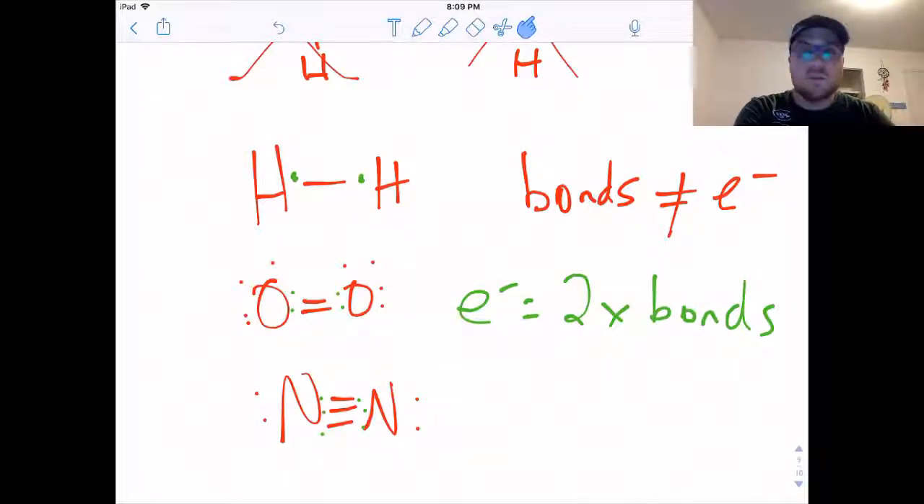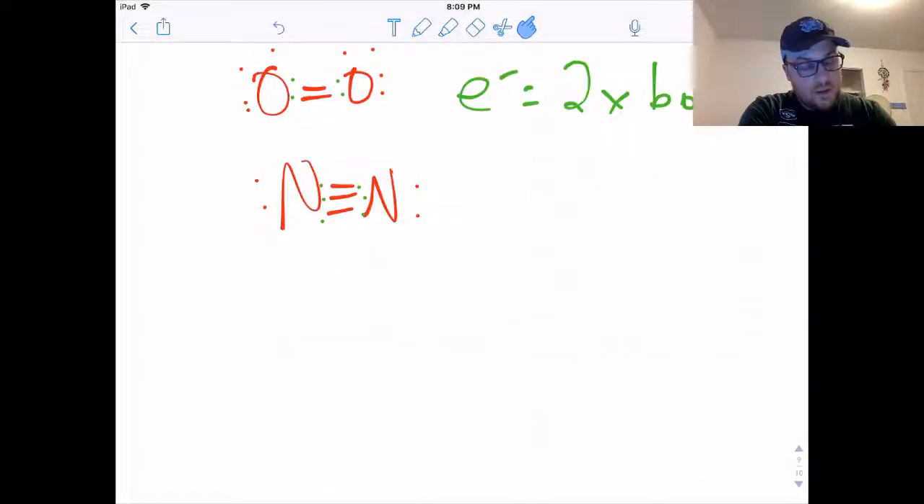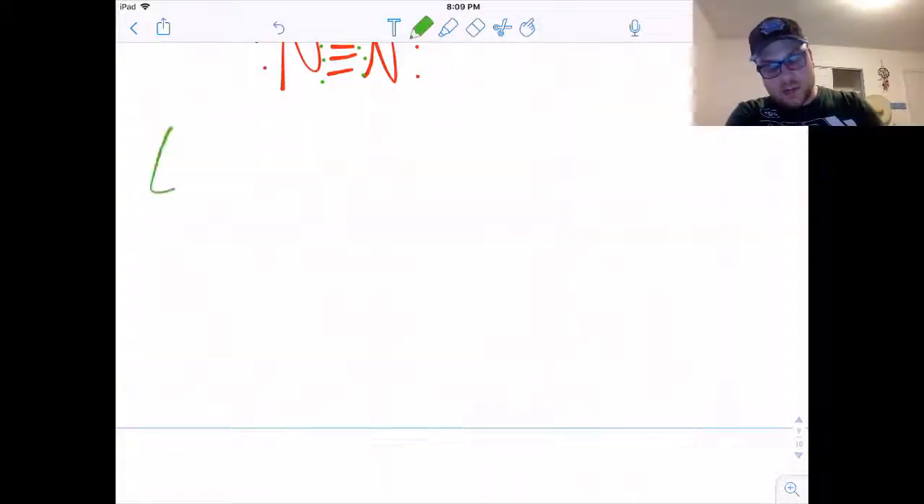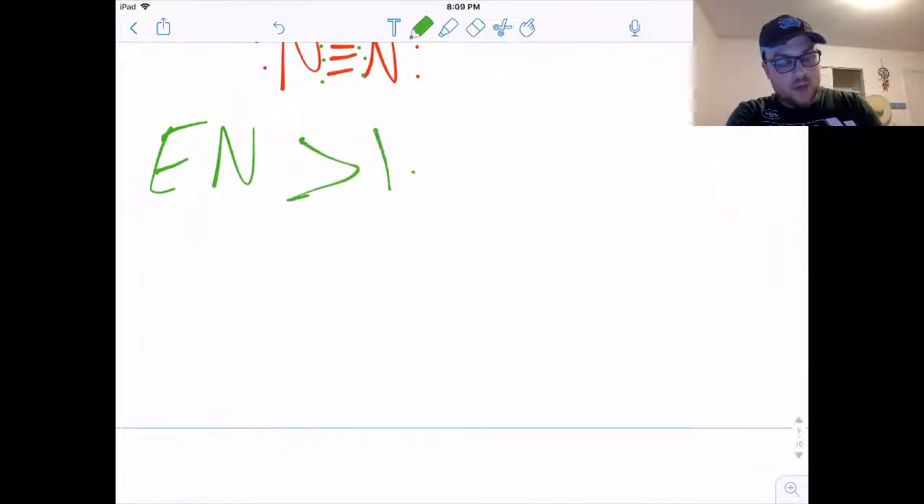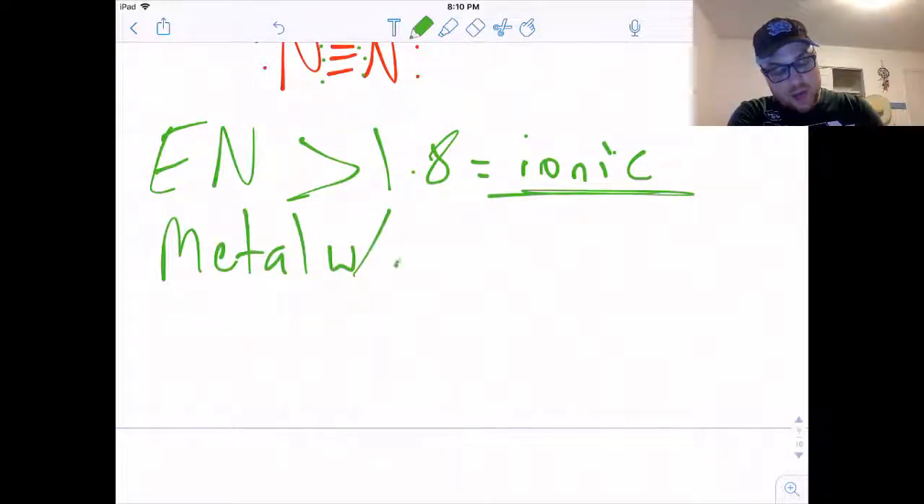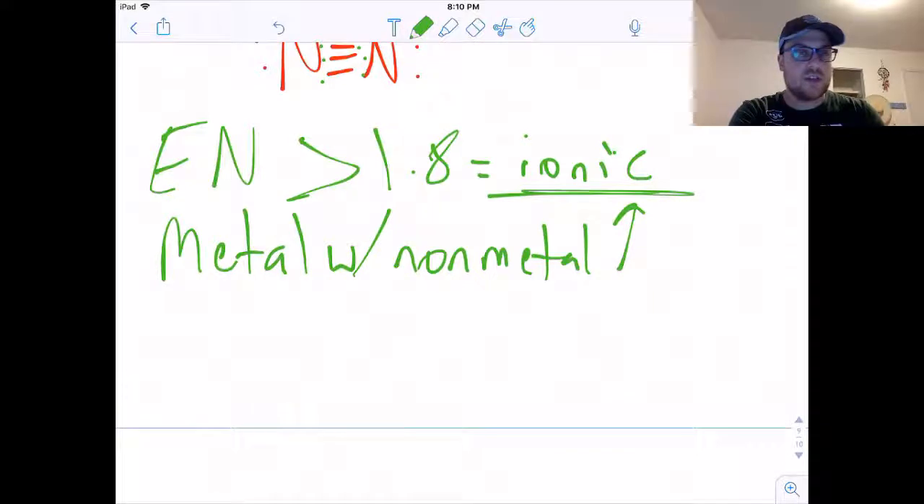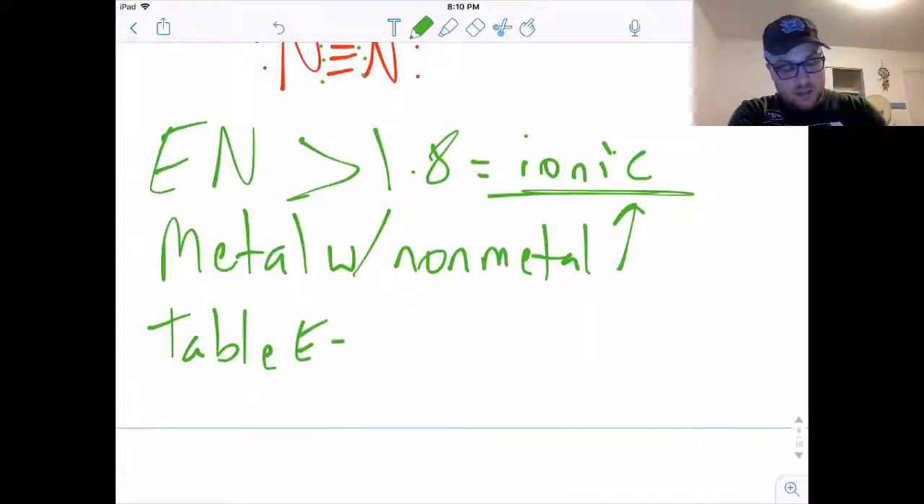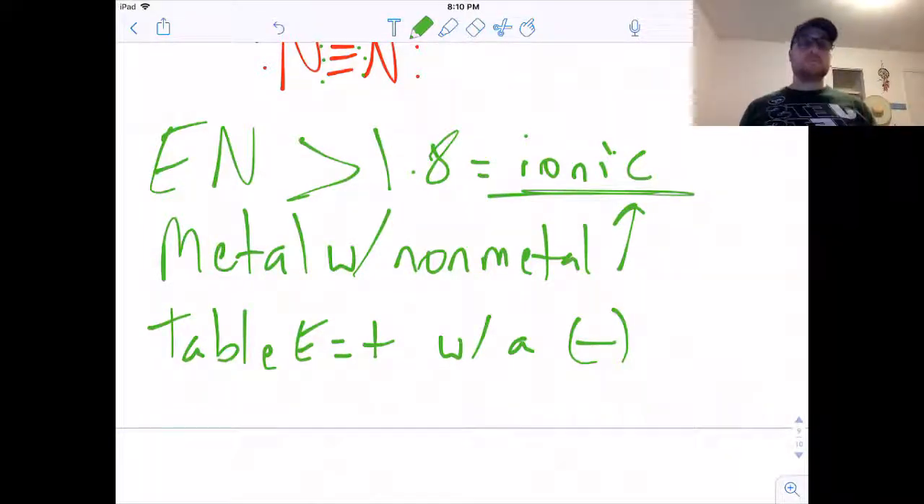Okay. The last part with electronegativity. Again, this is arbitrary, but if it's greater than 1.8, we typically say that's ionic. But honestly, with ionic, I would prefer, if it has a metal with a non-metal, I think that is a better indicator that it's ionic than wasting your time looking up the electronegativity difference. Or again, if there's something from table E that's positive with a negative. Some positive ion from table E with some negative ion also from table E, or some negative ion on the periodic table.